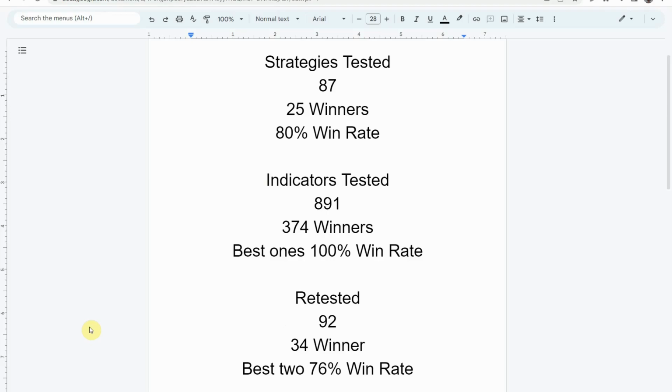And keep in mind that we test most of these strategies and indicators on the Forex and crypto market, but they can be applied to just about any market and time frame universally.